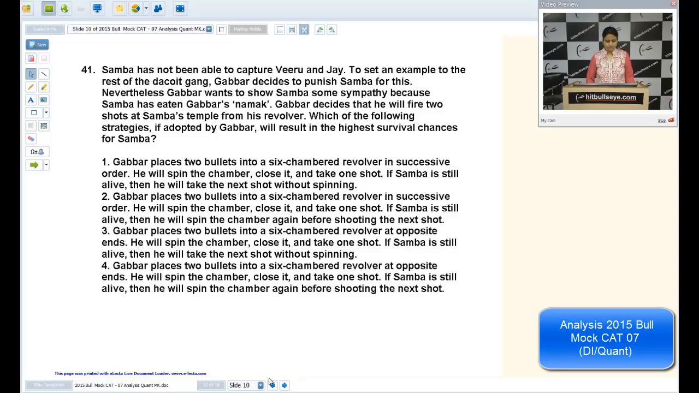I am taking the options only. See, you have a revolver, and I'm taking the very first option. See, Gabbar places 2 bullets into a 6-chambered revolver in successive order. I'm making a diagram of this to understand.